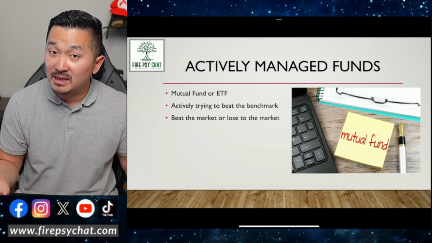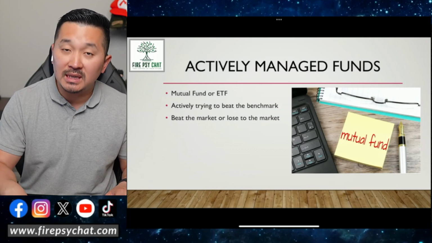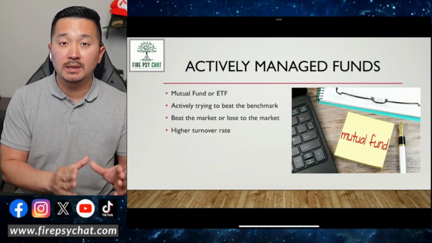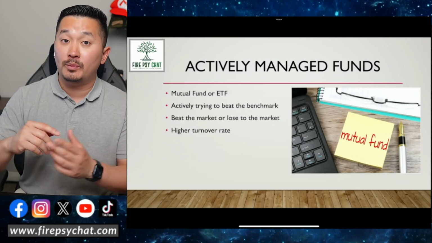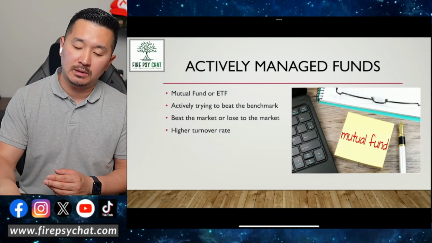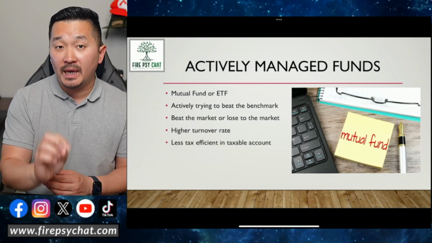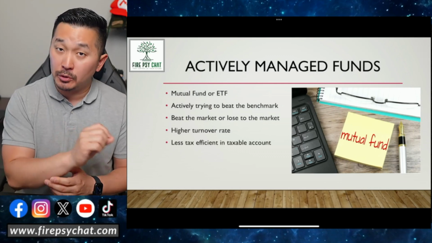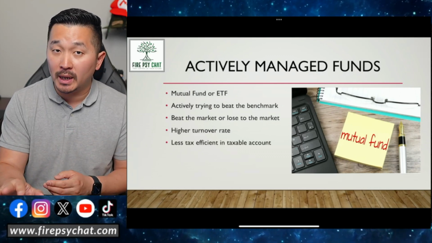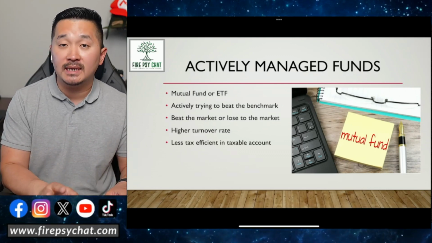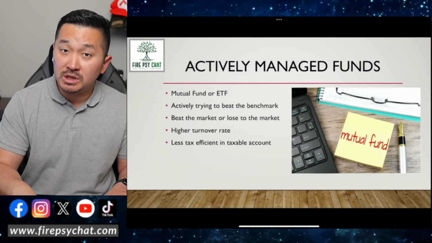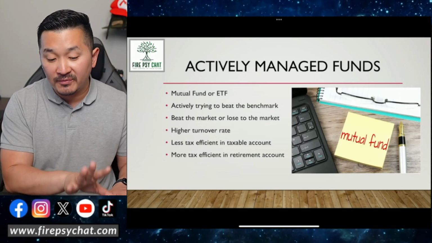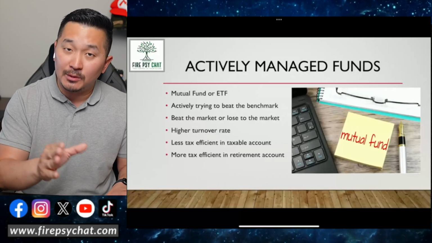Do they always beat index funds? Not always, because these fund managers are constantly trying to beat the market. The turnover ratio could be much higher than an index fund, so you could be paying more capital gains if your investment is not in a 401k, Roth IRA, HSA, or other tax-free or tax-deferred accounts. So it's much more tax efficient if you invest in active funds in a retirement account.